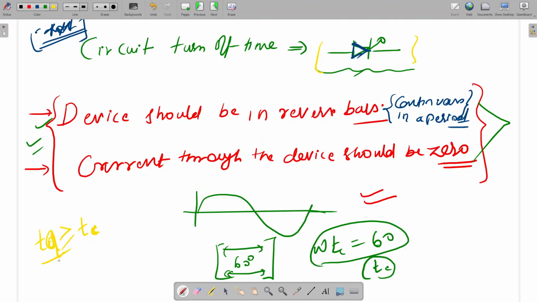So sometime we'll take 1.5 of 1 second. I think I'm telling incorrect. One second. See, device at some turn of time, that time is required.